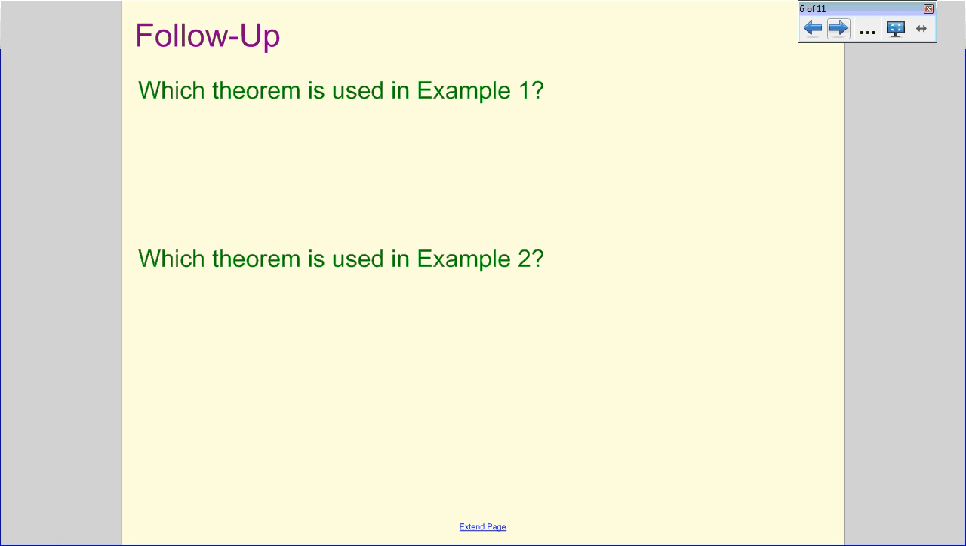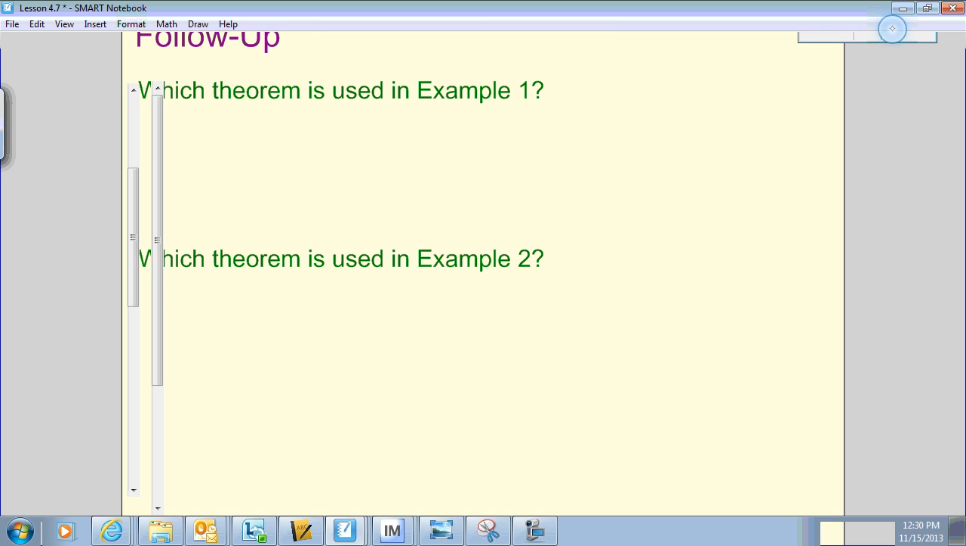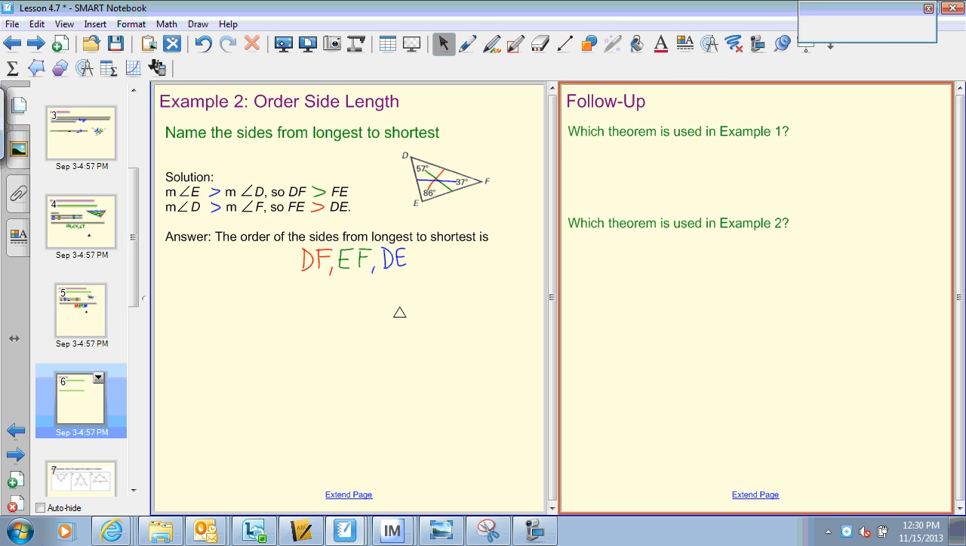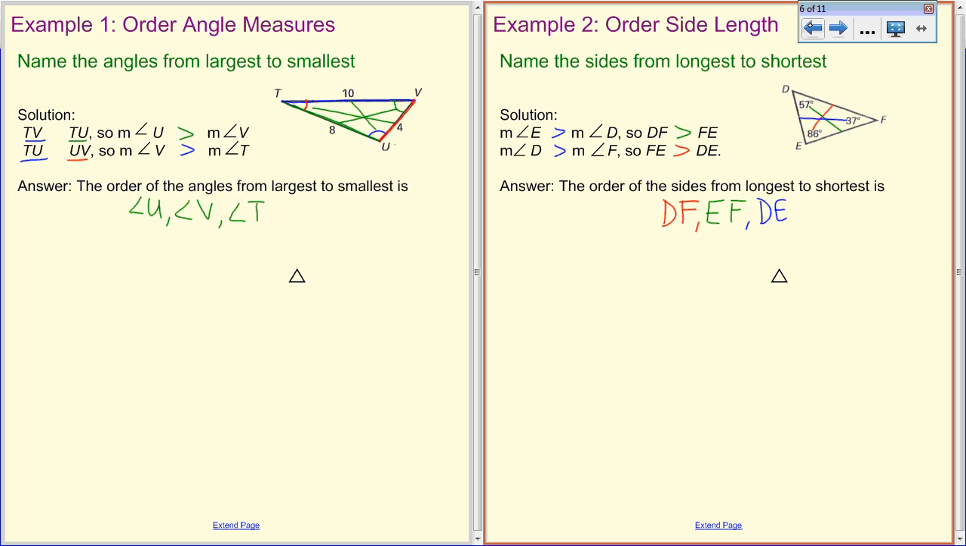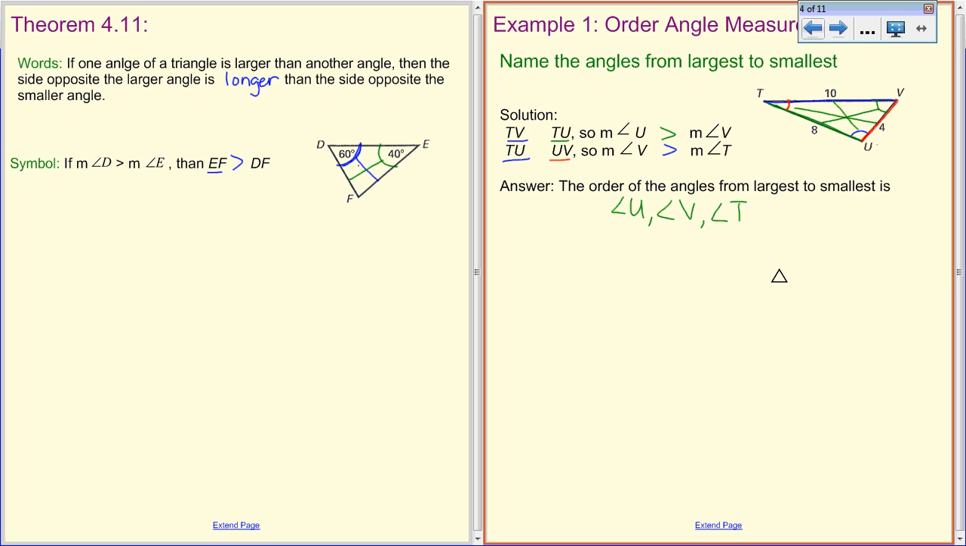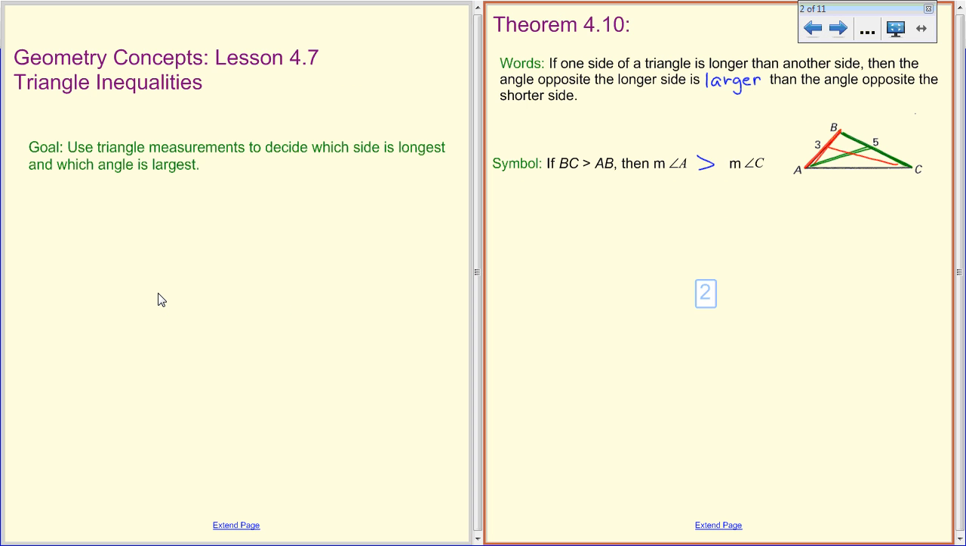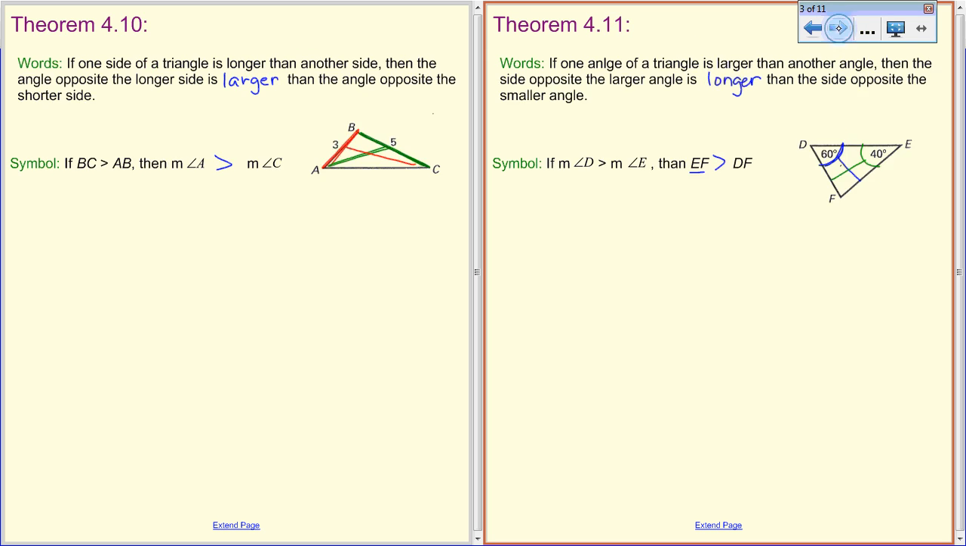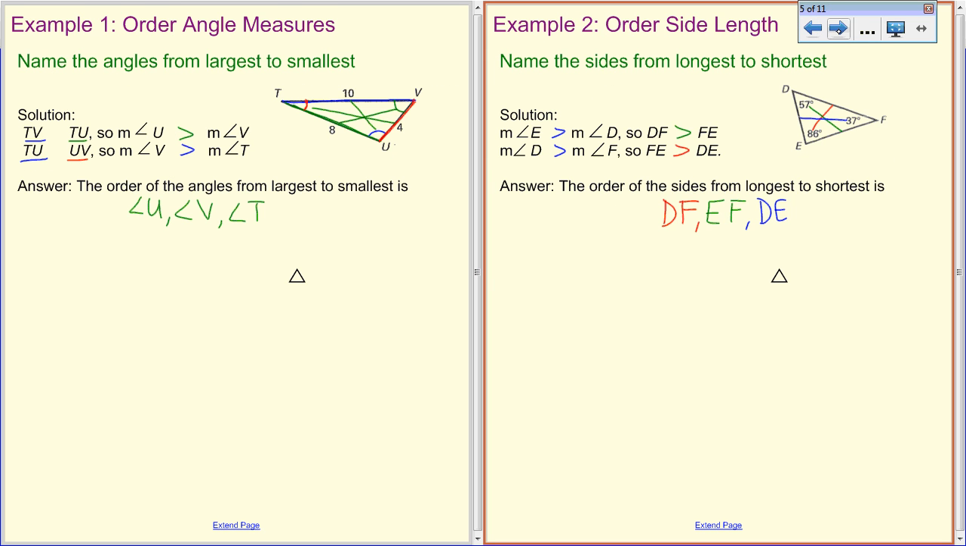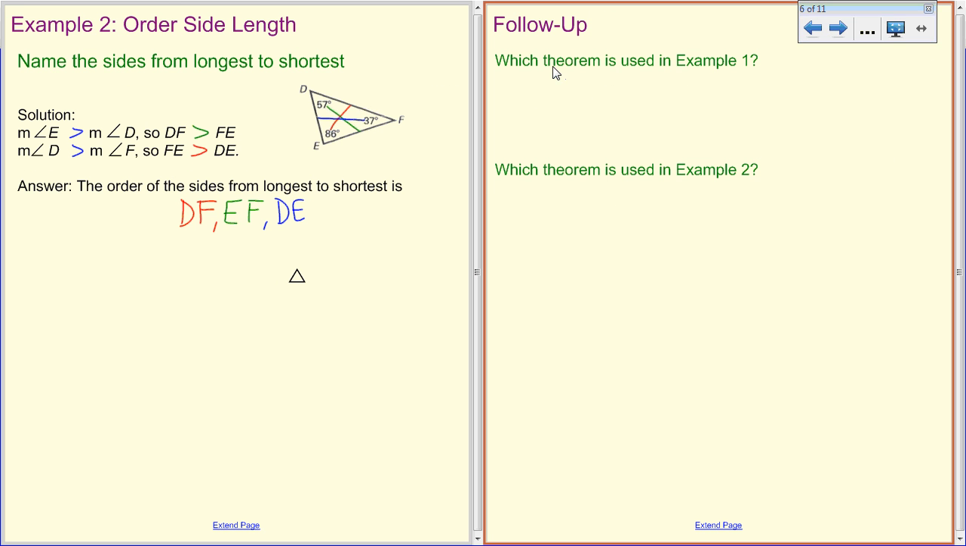So which theorem was used in example 1? Well, if we go to a split screen with these things, example 1 was sides going to angles. And so we had sides in theorem 4.10. So example 1 used theorem 4.10, and you'll possibly have to do that in your homework. That's what you're looking at, matching up what the theorem said.